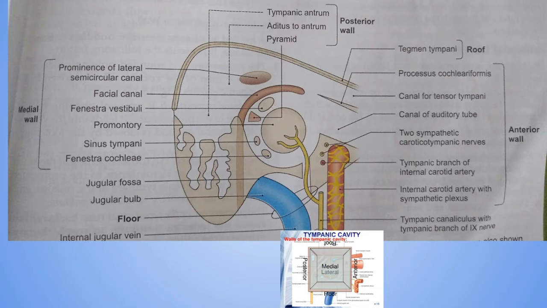Next, lateral to the pyramid and near the posterior edge of the tympanic membrane is the posterior canaliculus for the chorda tympani, through which the nerve enters the middle ear cavity.